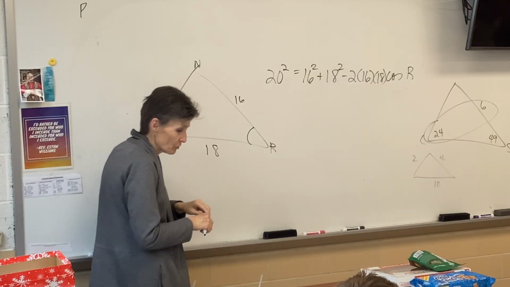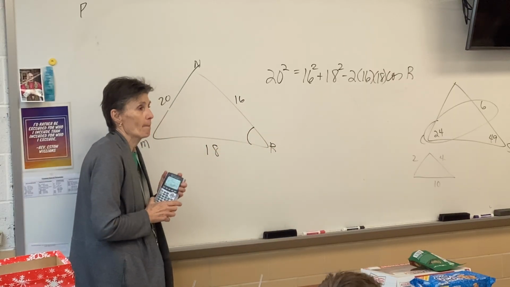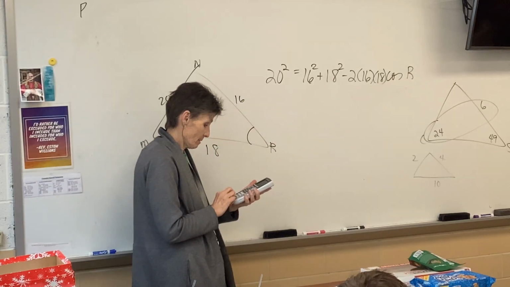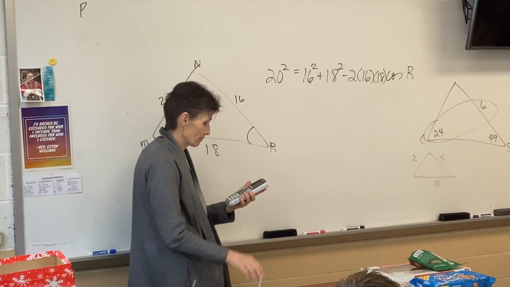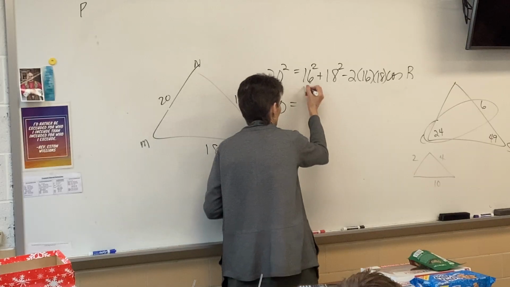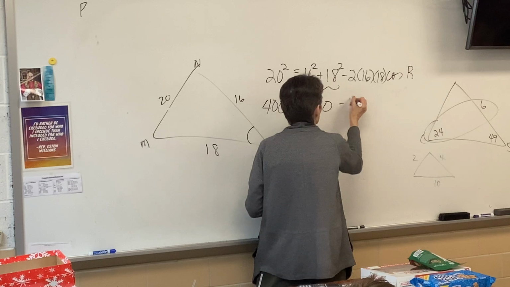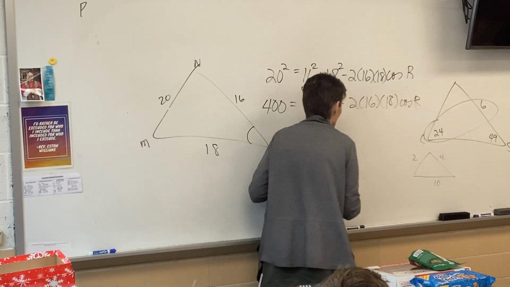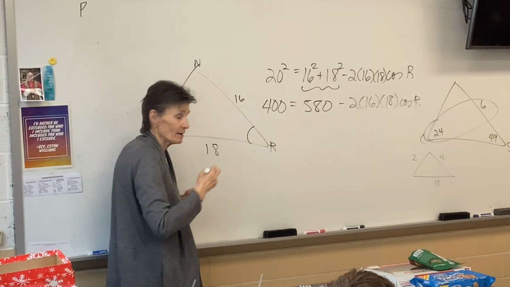All right, what do you think we should do here? We got to figure this out. What do you want to do? You can add these two together. Yeah, I can do that. So I've got 400 equal to these two. If I did it right, that makes 580. All right, now what? You could subtract the 580.